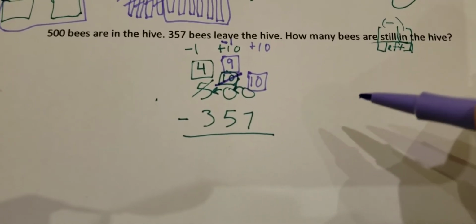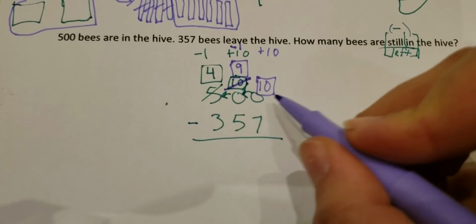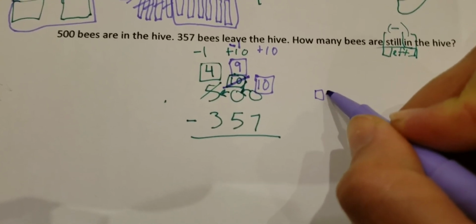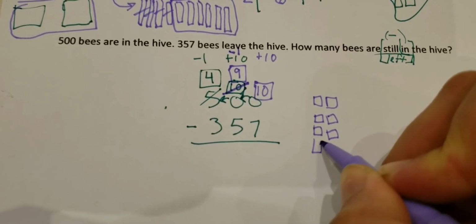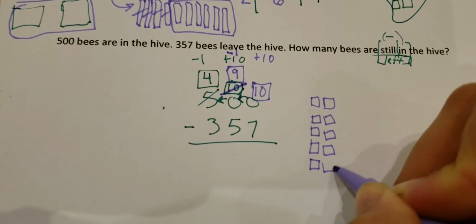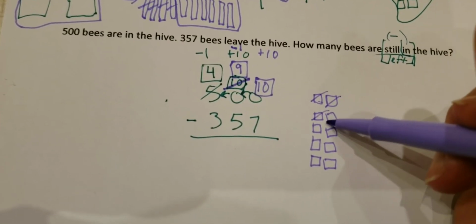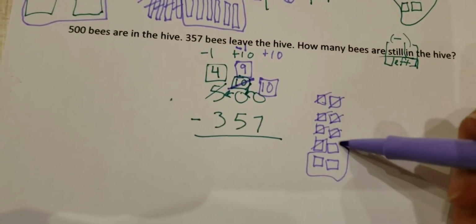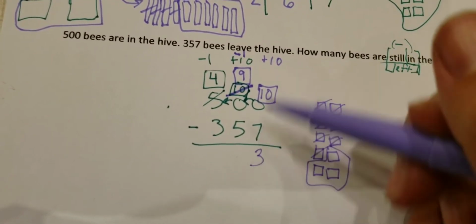All right, now we are ready to subtract the ones. 10 minus 7. We can draw a picture for that if we need to. 2, 3, 4, 5, 6, 7, 8, 9, 10. 10 minus 7. 1, 2, 3, 4, 5, 6, 7. That leaves us with 3. 10 minus 7 is 3.